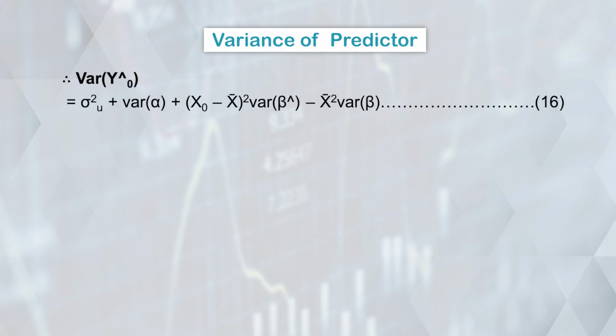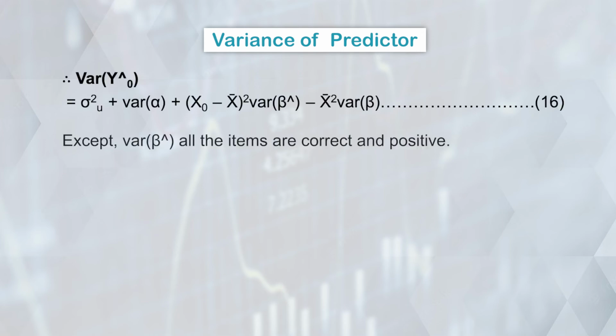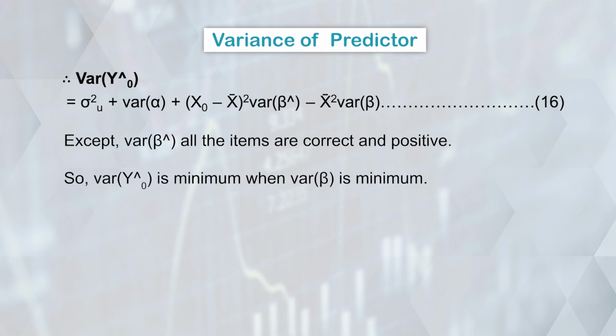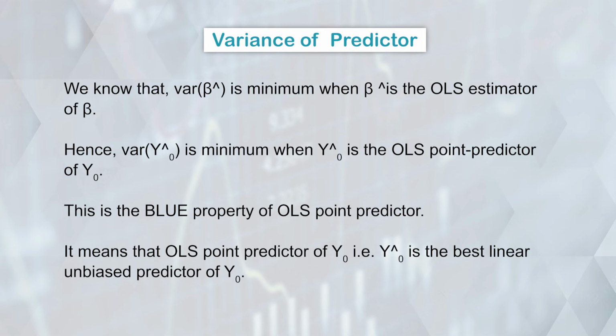By equation number 16, in the next slide, we can see that if the variance of beta is minimum, then only will the variance of y0 hat be minimum. So we can observe that this is basically the BLUE property of the OLS point predictor: variance of y0 hat will be minimum provided variance of beta is minimum, and also it is unbiased. Based on these two properties, we can see that the OLS point predictor satisfies the best linear unbiasedness property.